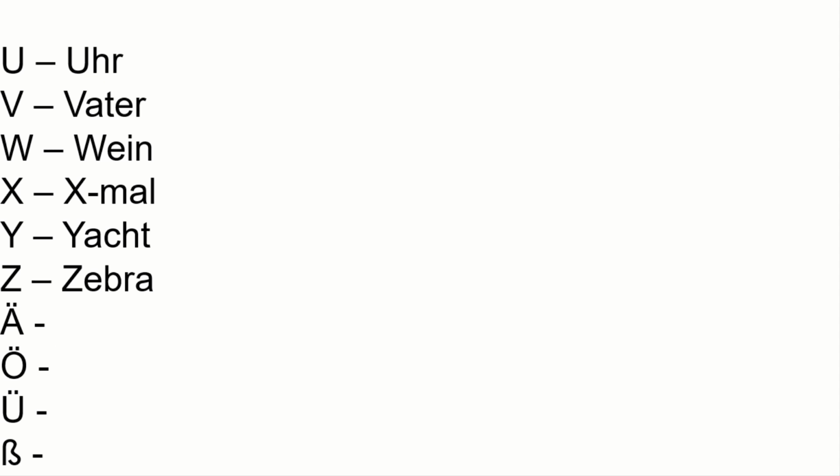This letter, or umlaut, is pronounced like I. For example, ähnlich, which means similar. Our second umlaut is pronounced like the first one, for example, öffnen, which means to open. Our third umlaut is pronounced like ü. For example, über. It means about.